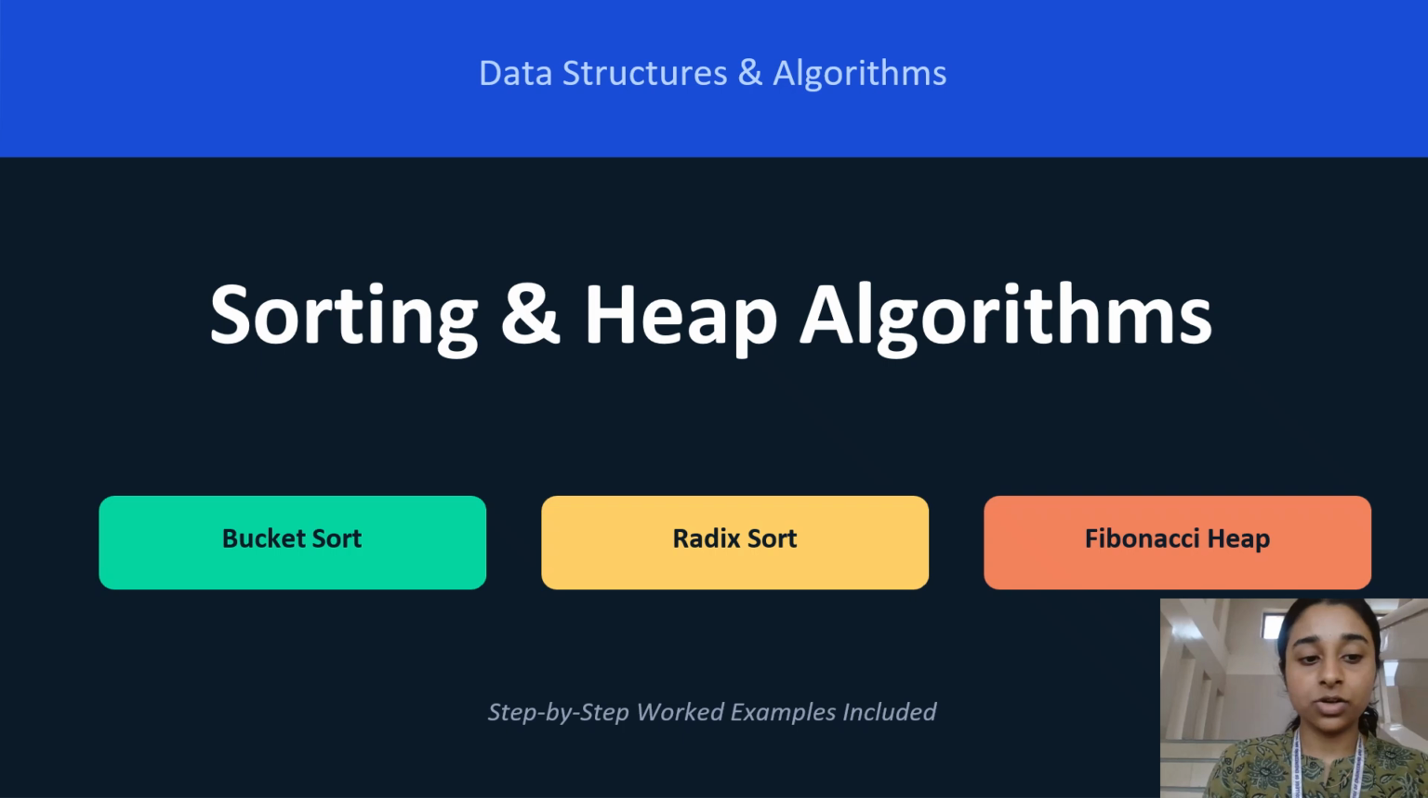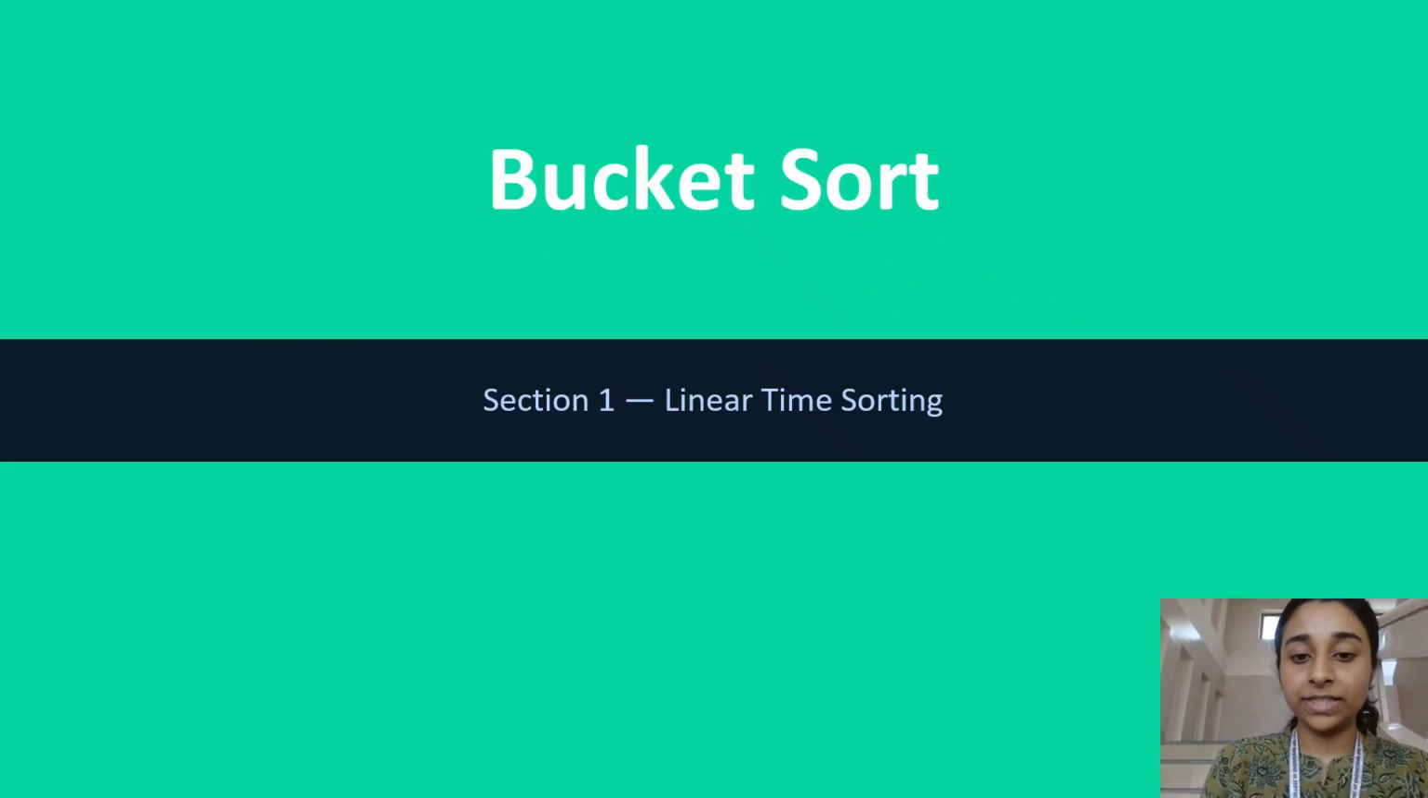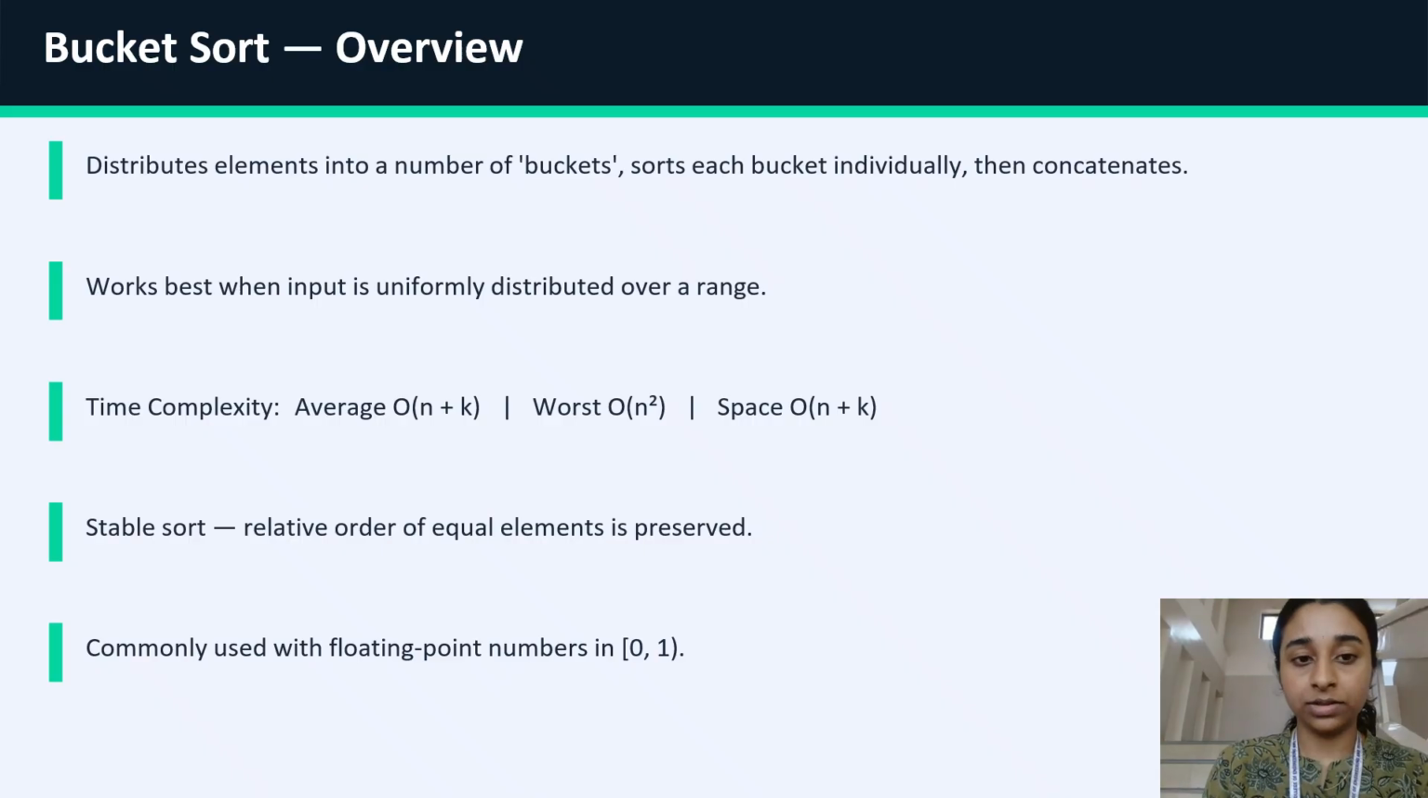So, bucket sort is a sorting technique where elements are divided into different groups called buckets and sorted individually and then combined back together. It works best when data is uniformly distributed. So, it is a linear time sorting. Here it distributes the elements into a number of buckets and sorts each bucket individually, then concatenates.